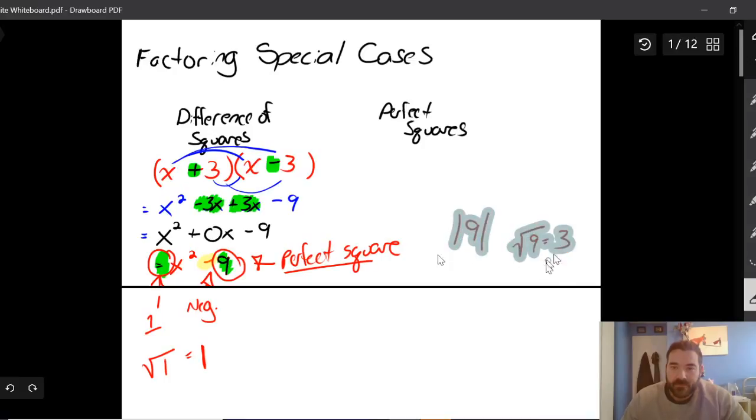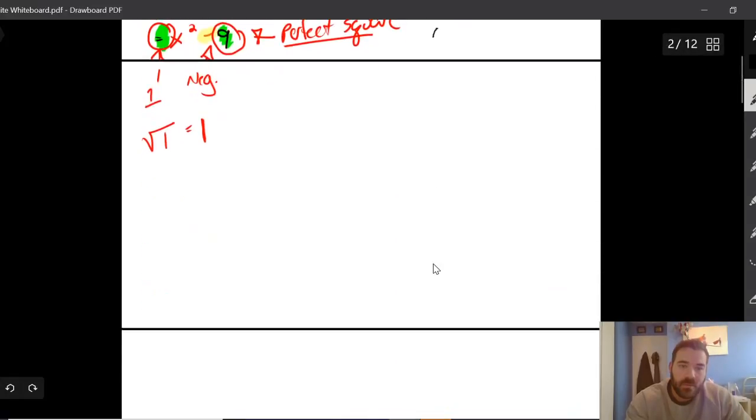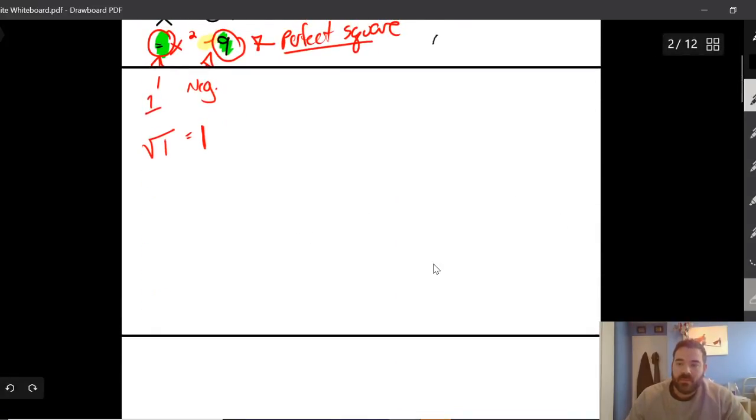Okay. Let's do an example. Let's say that we have an expression. The expression is 4x squared minus 100.